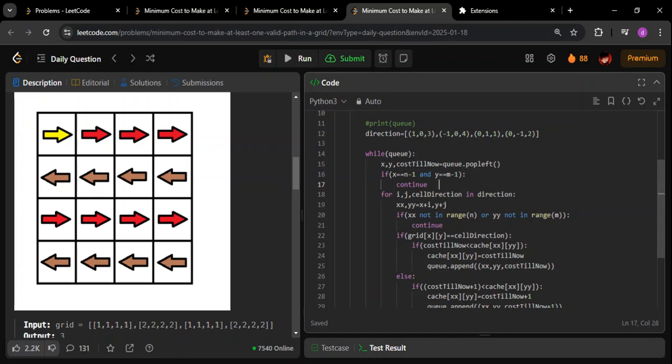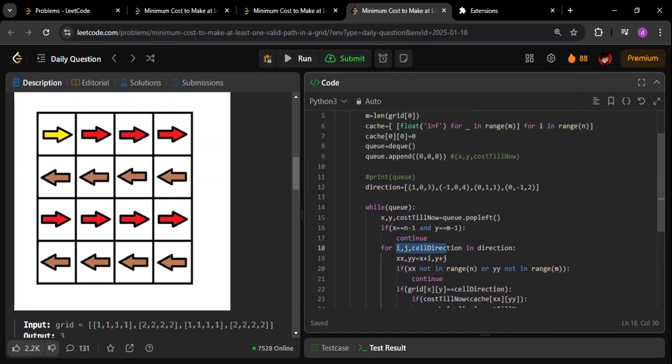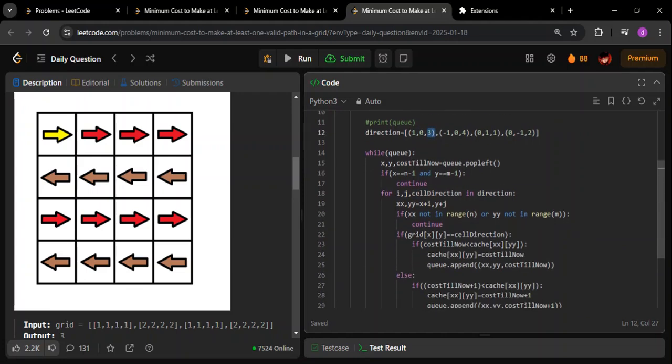So let us see this part. What are the possibilities for going to its neighboring node? I comma j comma cell direction. This is I comma j, and cell direction is this. As simple as that. So I'm going through all the directions, that is all the four directions. Then I'm adding them to my x: i will be added to x, j will be added to y. So I'm getting double x and double y. Double x and double y is going to be the next cell that I'm going to visit.